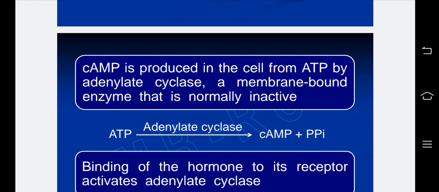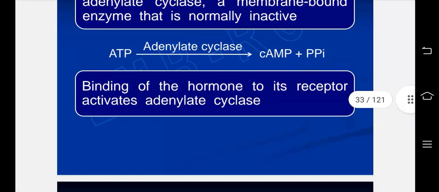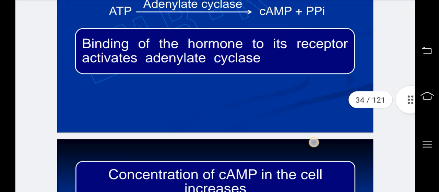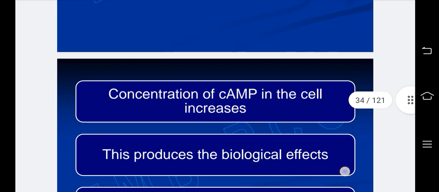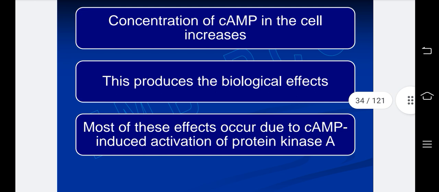ATP, adenylate cyclase, cAMP plus PPi. Binding of the hormone to its receptor activates adenylate cyclase. When the concentration of cAMP in the cell increases, this produces the biological effects. Most of these effects occur due to cAMP-induced activation of protein kinase A.